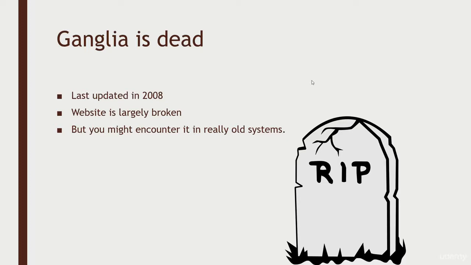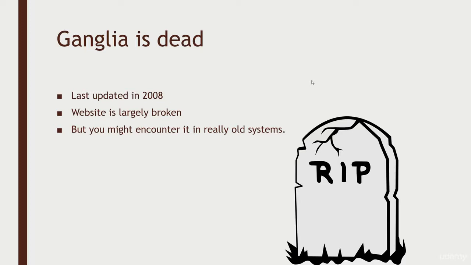If you go to the Ganglia website, it's largely broken. That's usually a bad sign when there's a bunch of broken links on there. And the last time it was updated was in 2008. But again, if you're coming across a really old system, you might see it mentioned, and in older documentation or literature, you might also see some mentions of Ganglia. But with today's operational dashboards through Cloudera Manager or Ambari, it's really seen its day and it's been replaced.